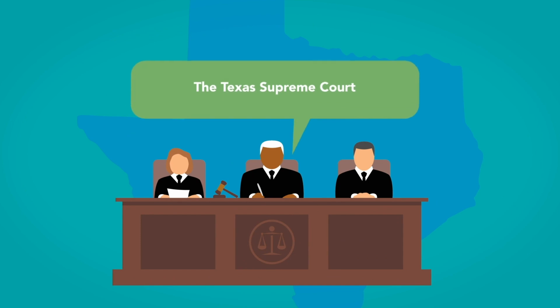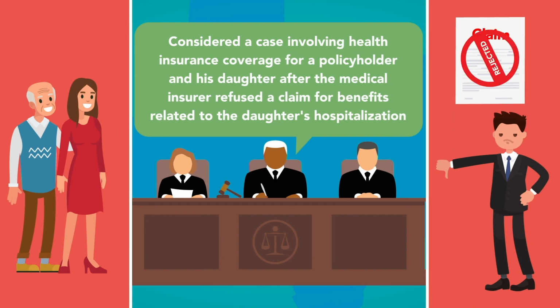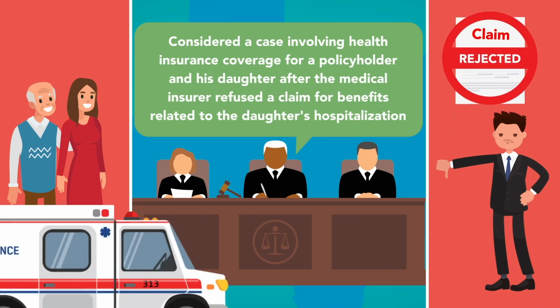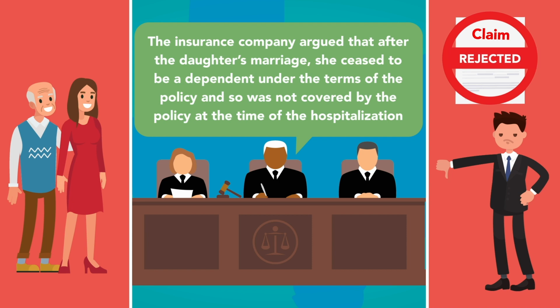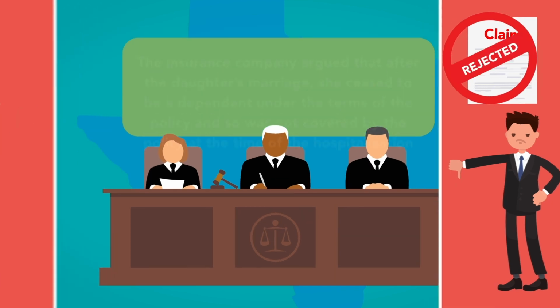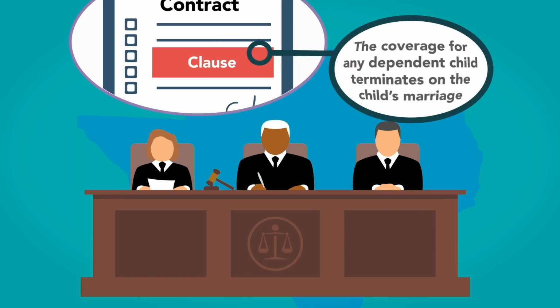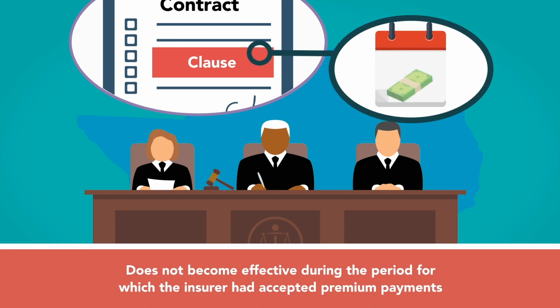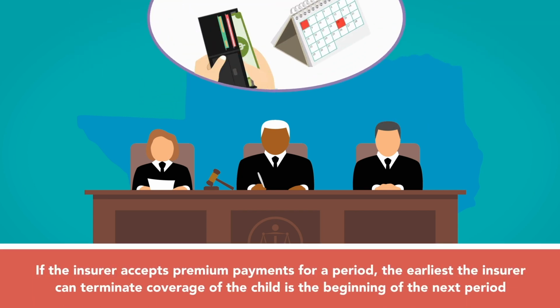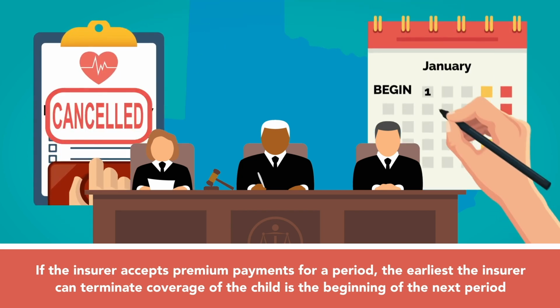The Texas Supreme Court considered a case involving health insurance coverage for a policyholder and his daughter after the medical insurer refused a claim for benefits related to the daughter's hospitalization. The insurance company argued that after the daughter's marriage, she ceased to be a dependent under the terms of the policy, and so was not covered by the policy at the time of the hospitalization. However, the Texas Supreme Court held that the clause providing that the coverage for any dependent child terminates on the child's marriage does not become effective during the period for which the insurer had accepted premium payments. If the insurer accepted premium payments for a period, the earliest the insurer can terminate coverage of the child is the beginning of the next period.